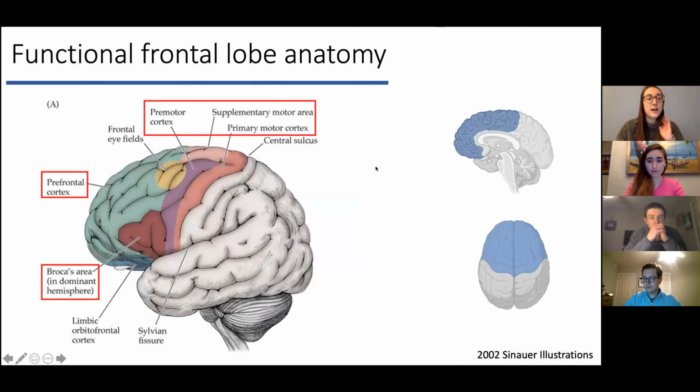So first, we're going to talk about functional frontal lobe anatomy. And the three areas that I really want to focus on are the prefrontal cortex.